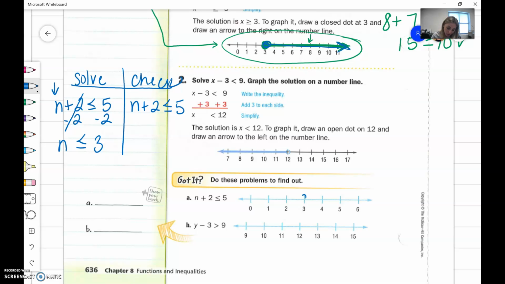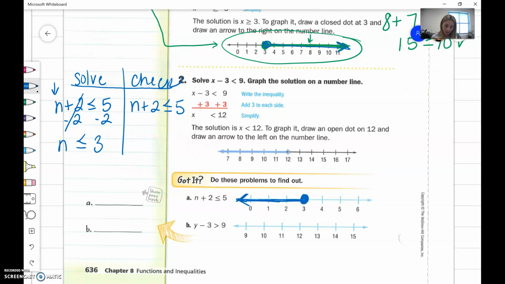So I'm going to circle 3 because that's going to reflect what I'm graphing. I've got to get my answer. So n is less than, which means my arrow is going to go to the left. Now let's talk about whether it is an open dot or a closed dot. It is less than or equal to. Because it is or equal to, I have to fill that in. 3 is an answer.